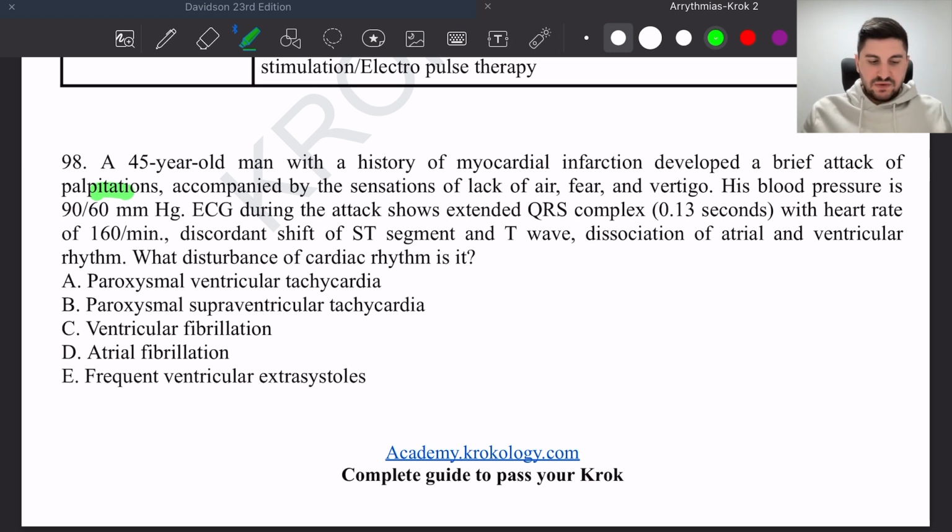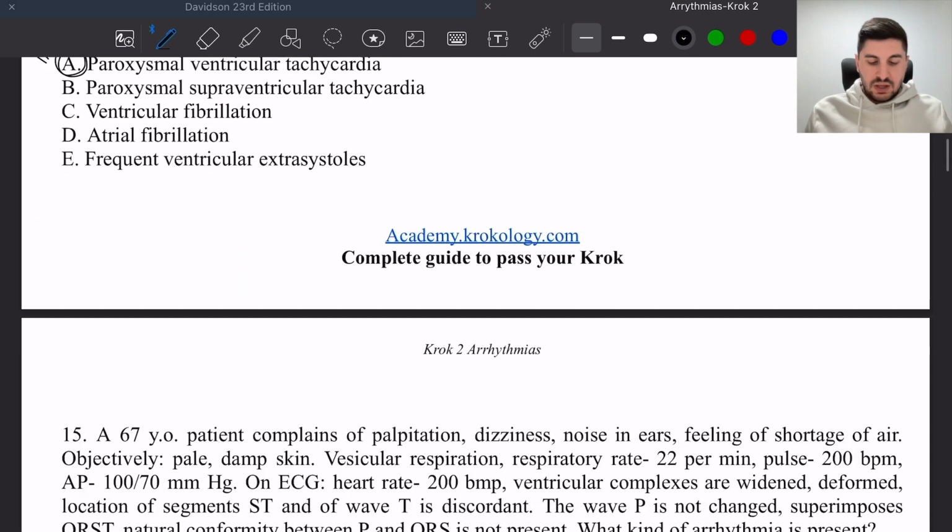His blood pressure is 90/60. The ECG during the attack shows widened QRS complexes, right? With a heart rate of 160. So the heart rate is between 150 and 160, and there is a widening of the QRS complexes. And this is paroxysmal ventricular tachycardia.